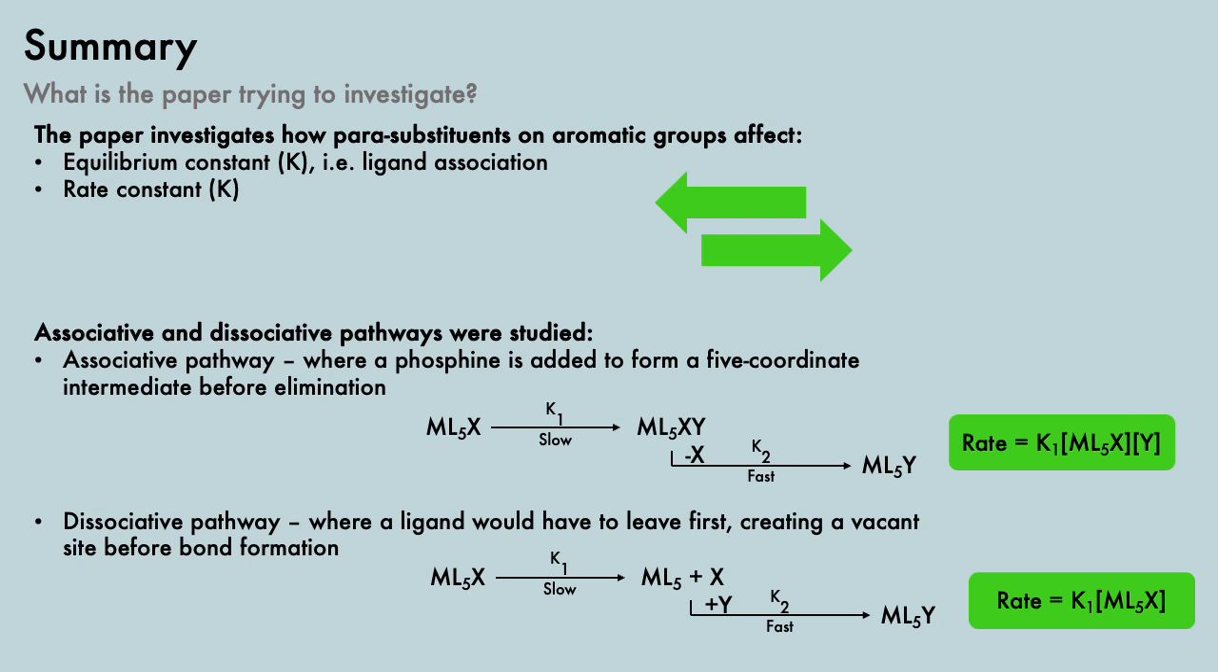Here's a summary of what the paper is trying to do. The paper investigates how para-substituents on aromatic groups affect both the equilibrium constant and rate constant. Associative and dissociative pathways are also studied. Associative pathways are where the intermediate is a five-coordinate intermediate before elimination, and dissociative pathways are where the first ligand would have to leave, creating a vacant site before bond formation. This is basically SN1 and SN2 in organic chemistry.